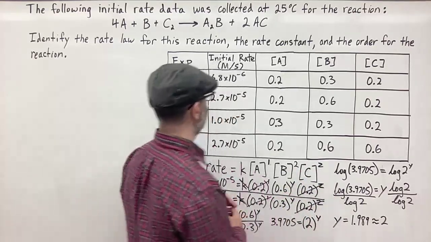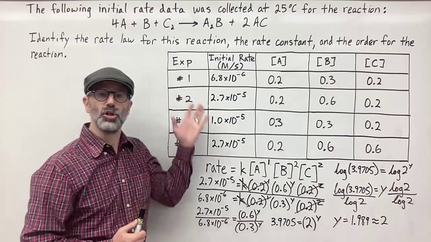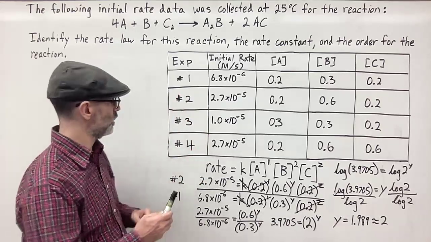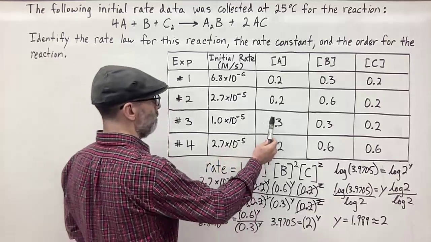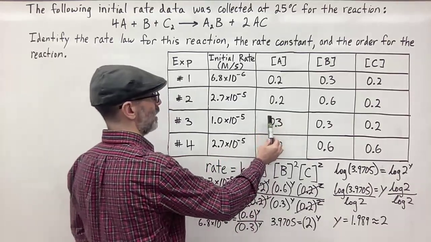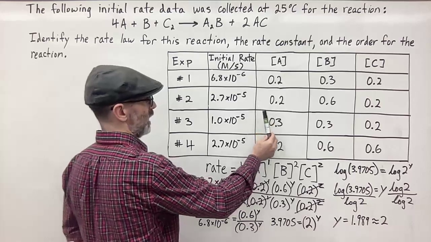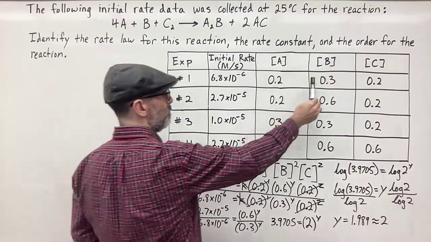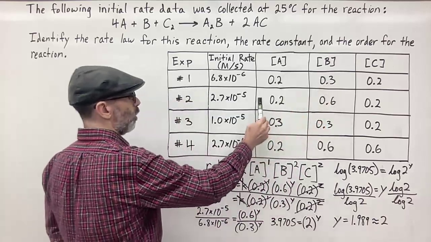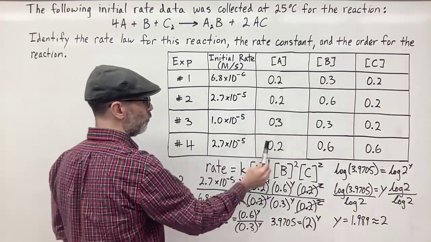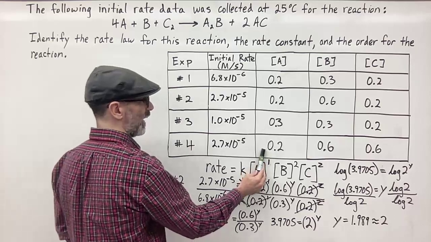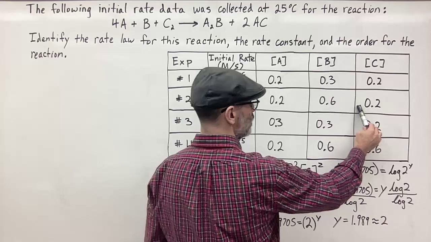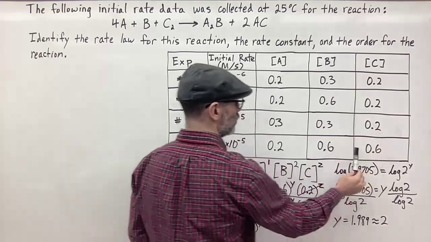So now we need to find two experiments where A and B are the same, but C changes. So we look at A and B. We want A to be the same and B to be the same. So between 1 and 2, we already did 1 and 2, B changes. So we look at 2 and 4. 2 and 4, A is the same. What about B? 2 and 4, B is the same. What about C? C changes. So here we have a change in C.